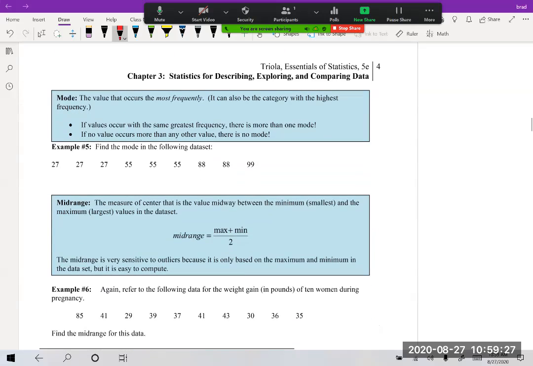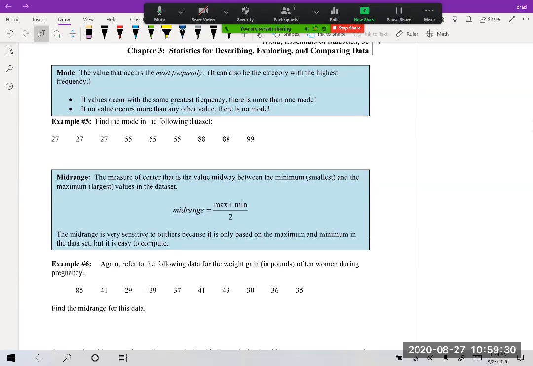Okay, so the mode is really easy. It's another way to talk about center, but to me it doesn't feel as accurate, though I know what they're trying to do. It says the value that occurs most frequently, and I think we use it a lot of the time when we talk about nominal data. It can also be the category with the highest frequency. If the values occur with the same greatest frequency, there is more than one mode. If no value occurs more than any other value, there is no mode.